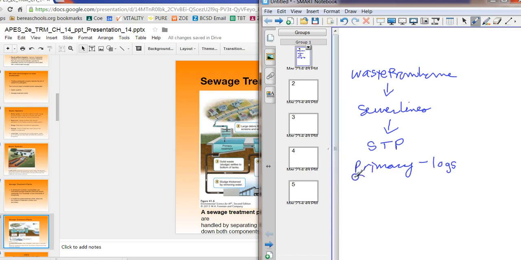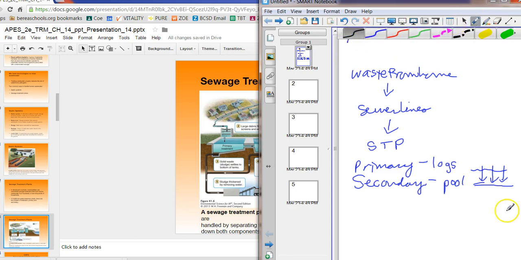After primary treatment is secondary treatment. So this water will continue its journey through the sewage treatment plant, through the screens, to secondary. And the secondary treatment involves the use of a pool, and what it does is it allows the sediments that are suspended to settle to the bottom of the pool. Now, those organic debris that I speak of is worked on by bacteria.